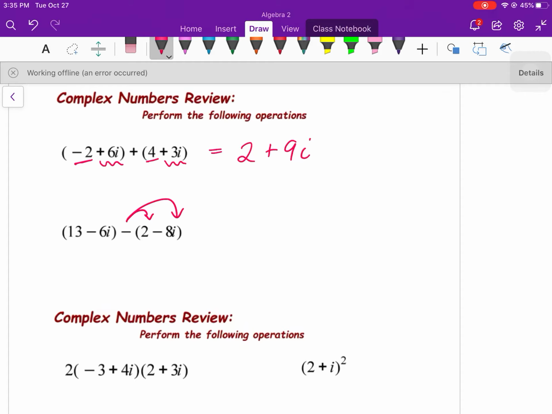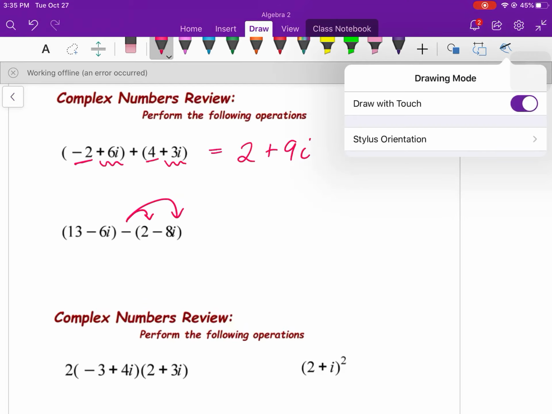So I gotta get like 30 seconds and charge my pen here.